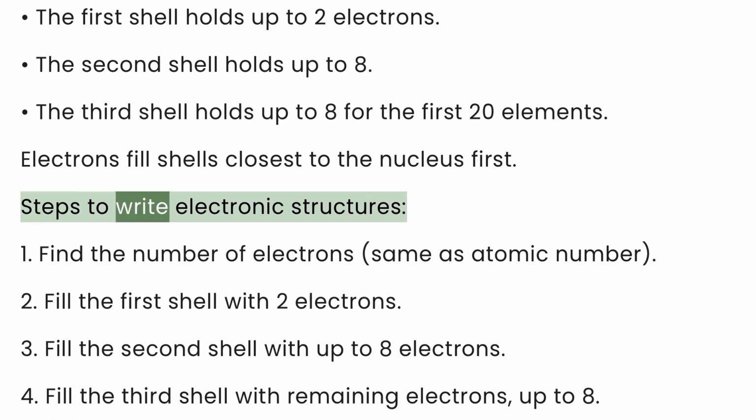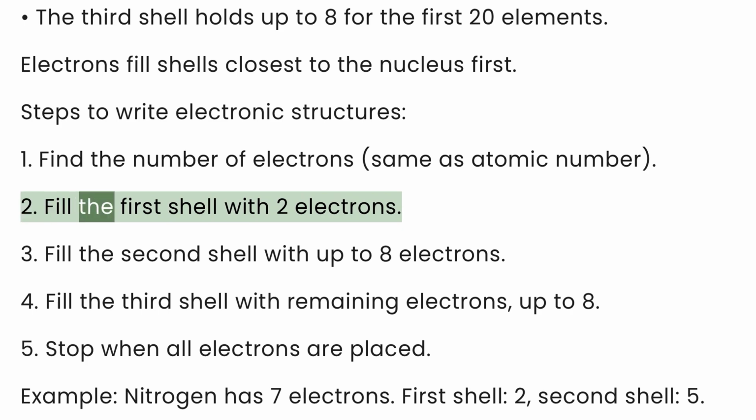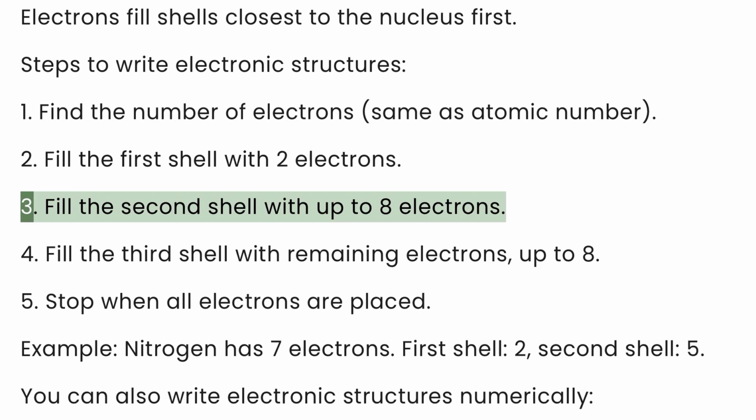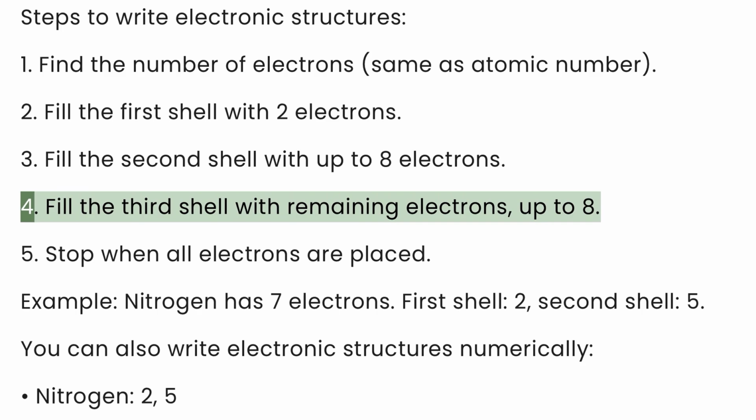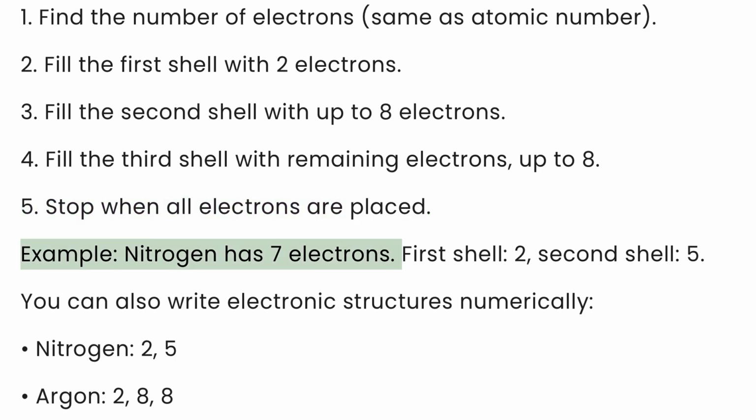Steps to write electronic structures. 1. Find the number of electrons. 2. Fill the first shell with 2 electrons. 3. Fill the second shell with up to 8 electrons. 4. Fill the third shell with remaining electrons, up to 8. 5. Stop when all electrons are placed.